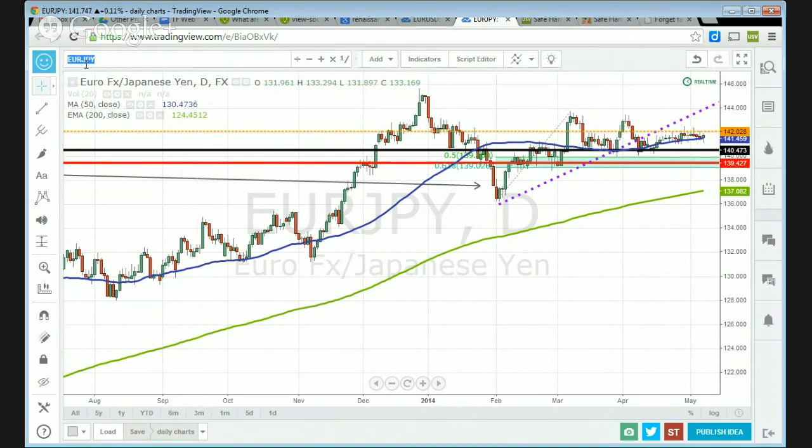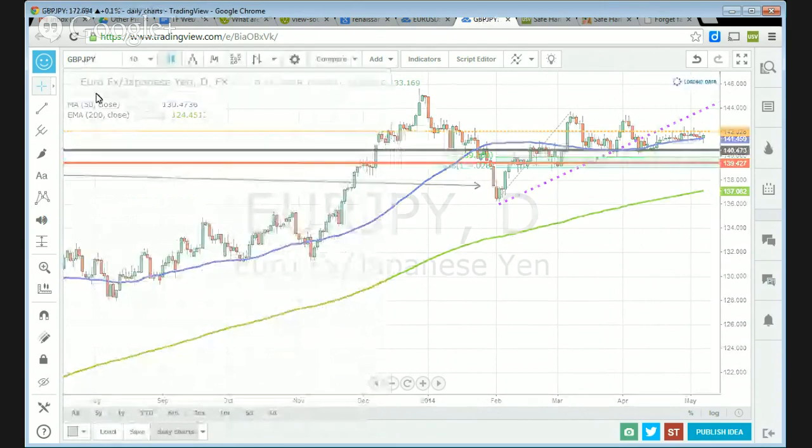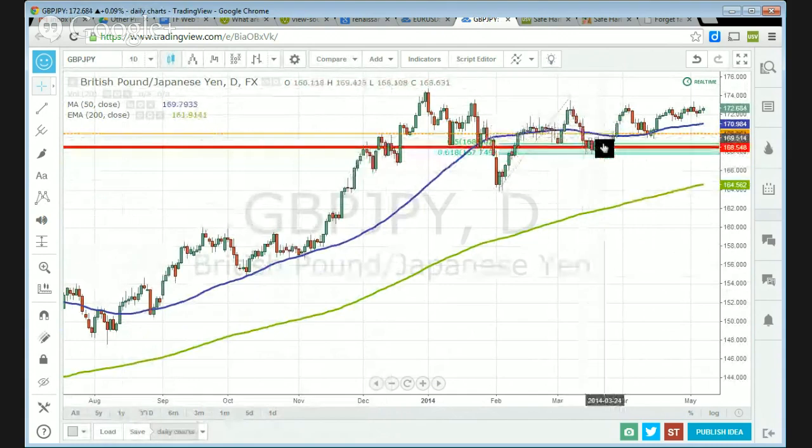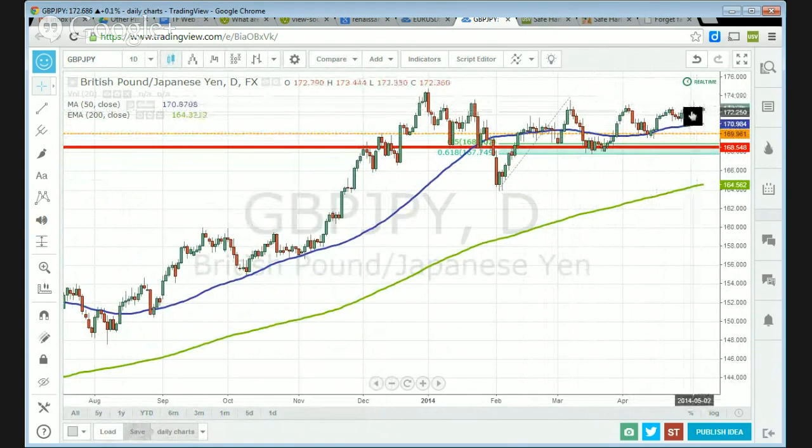Now pound yen. Pound yen has already been fully de-risked, right? So we moved my stop to break even way back when. I've been in this position for quite some time now. I think maybe I entered right around here or so. Moved my stop to break even here. Took half off here. So now it's just a matter of waiting. Got a long way to go. I'm going to hold out for 2,000 pips on this one.